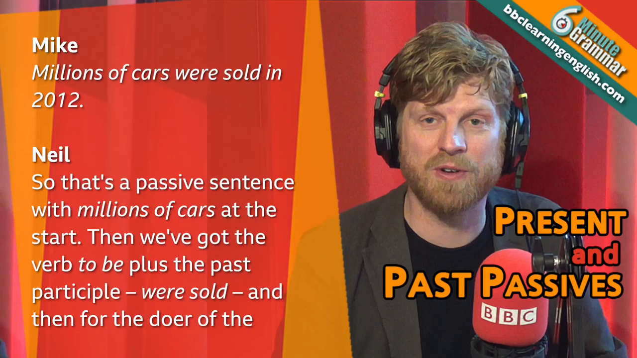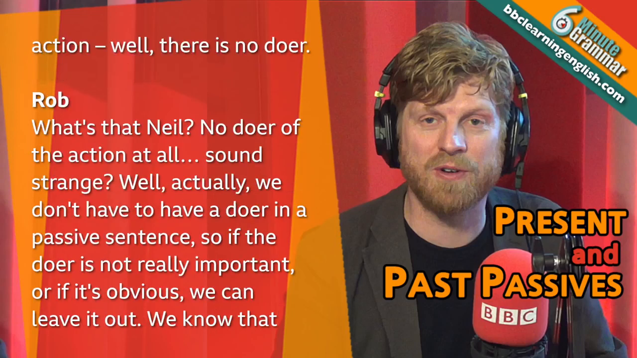So that's a passive sentence with millions of cars at the start. Then we've got the verb to be, plus the past participle, were sold. And then for the doer of the action, well, there is no doer. What's that, Neil? No doer of the action at all? Sounds strange? Well, actually, we don't have to have a doer in a passive sentence.